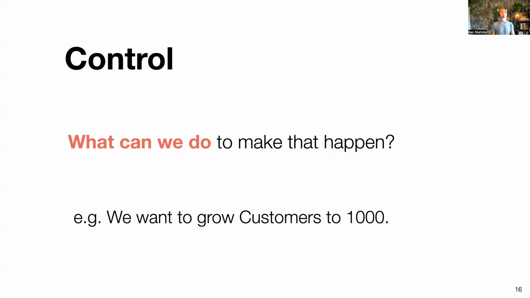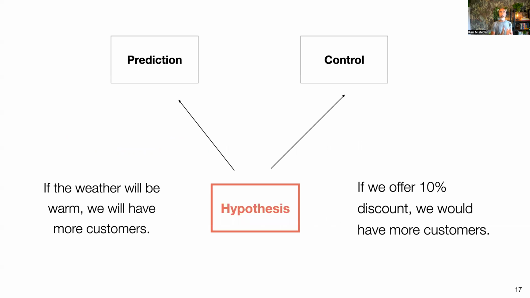So then what you can do, so on the left-hand side the prediction is that if the weather will be warm, then we will have more customers. You just predicted the weather. But the control is like, hey, you know what? We want to offer a 10% discount so that we can get 1,000 customers or whatever.